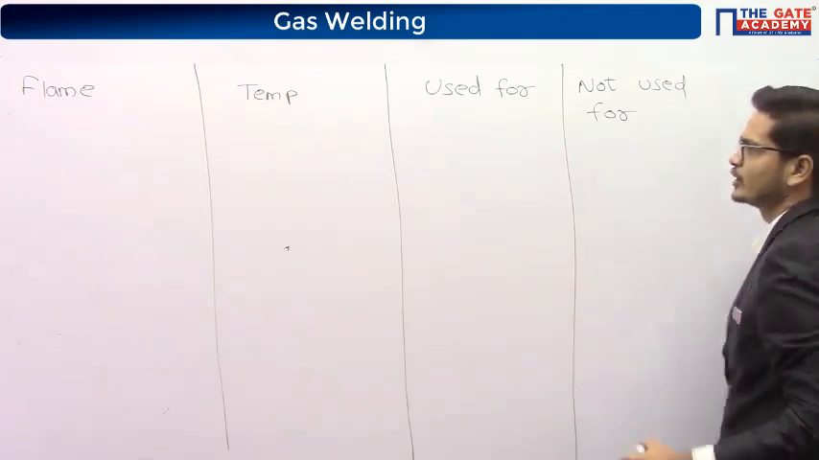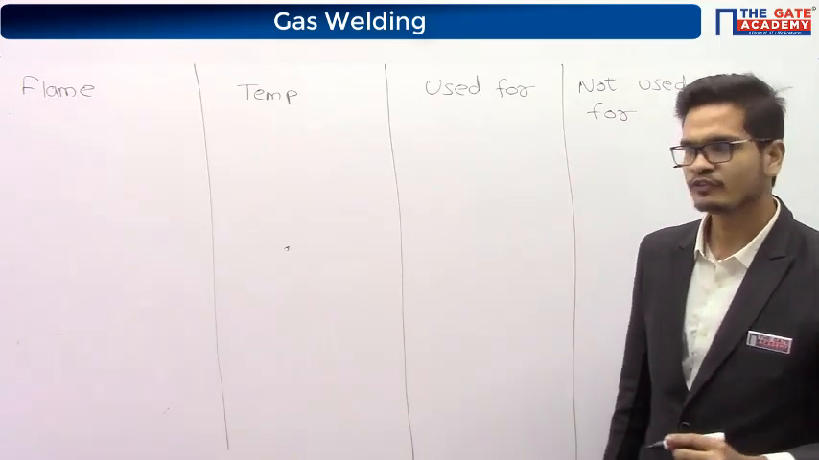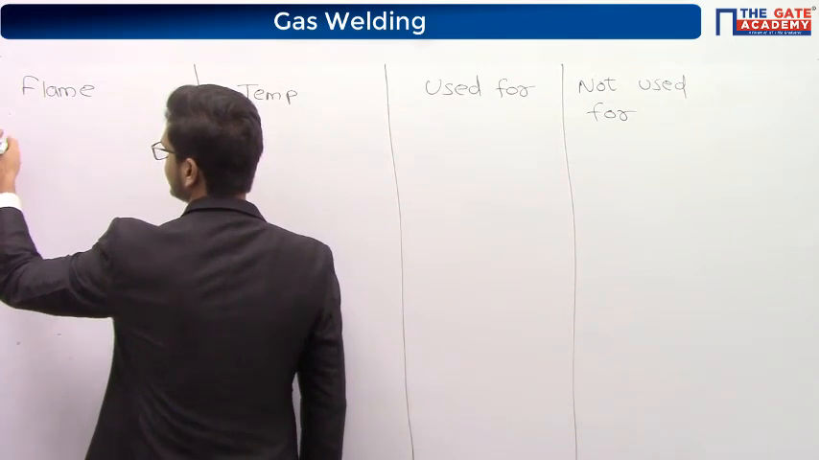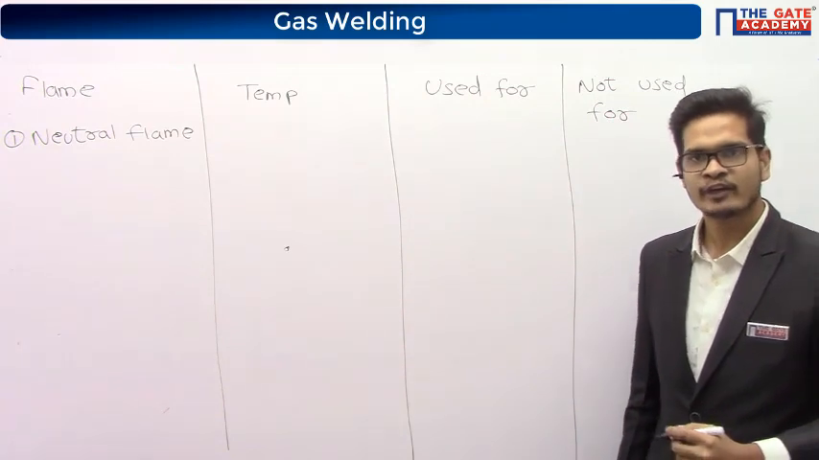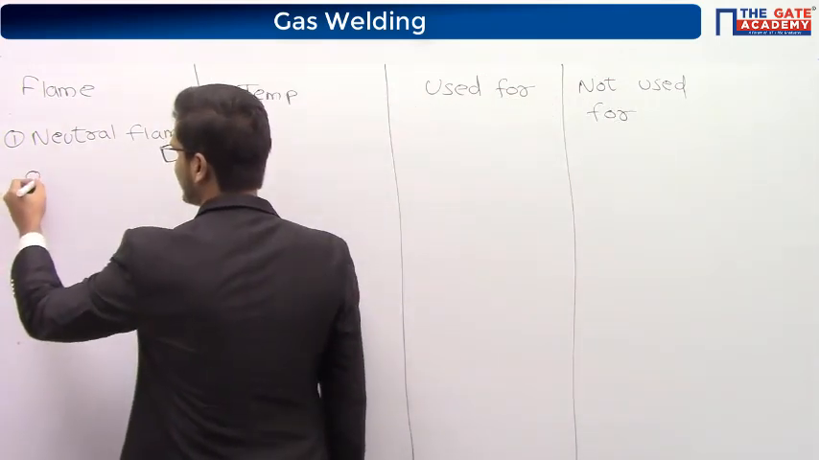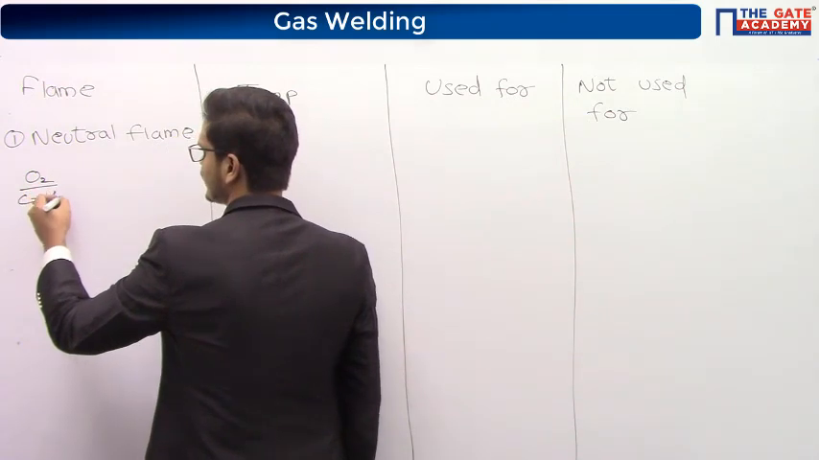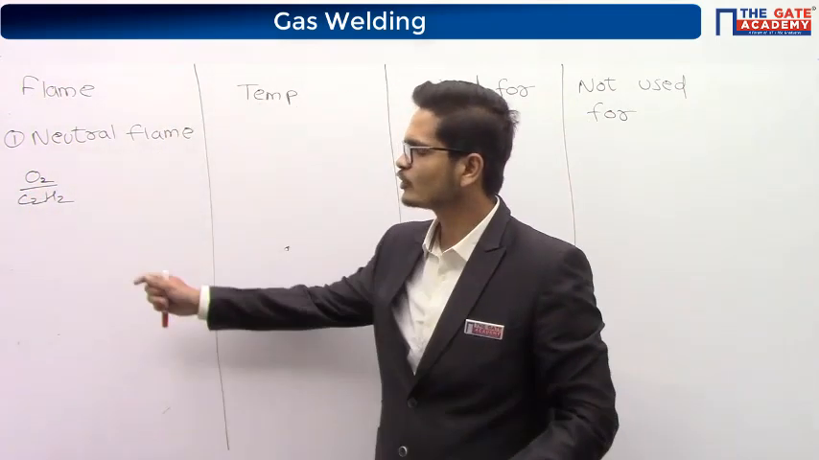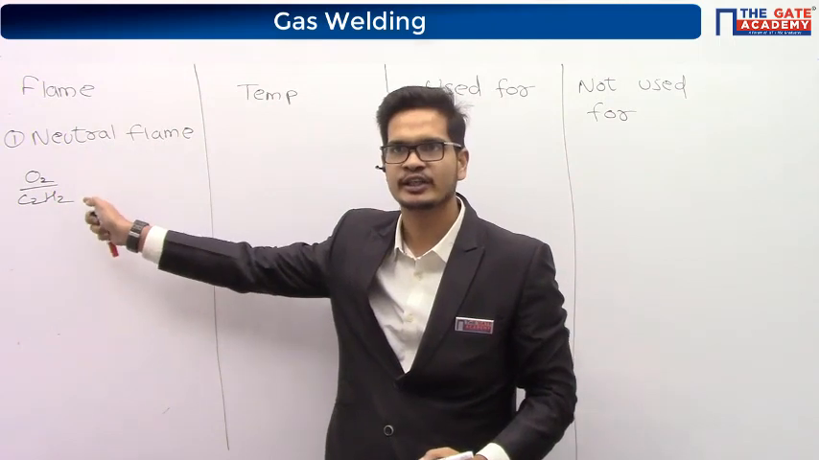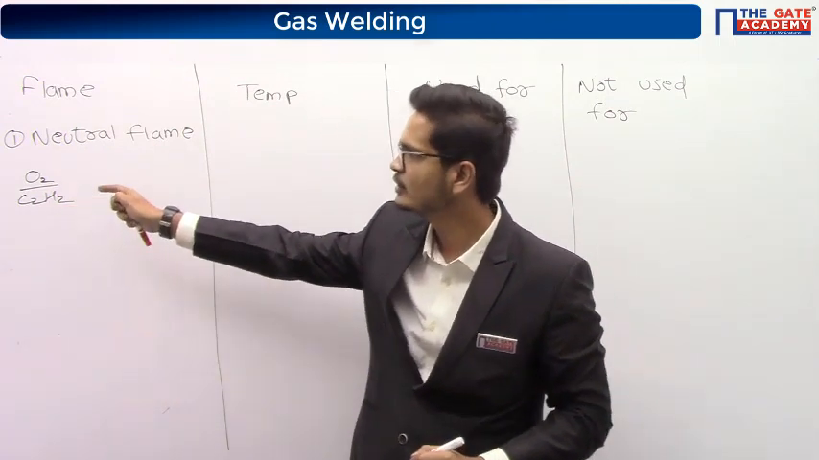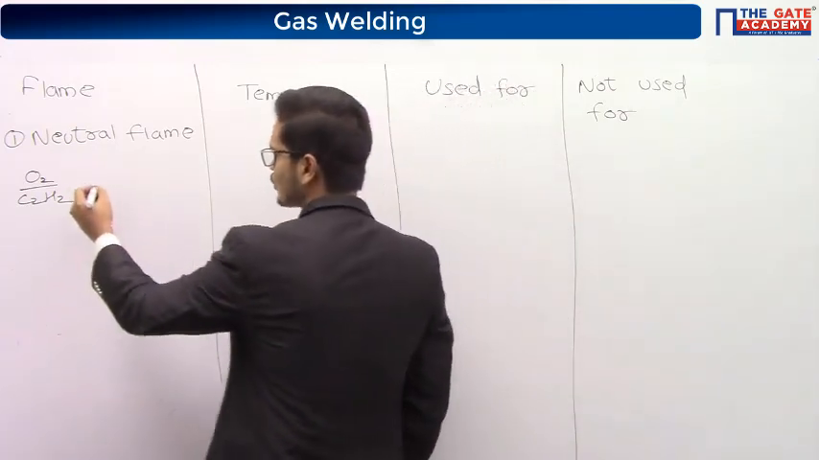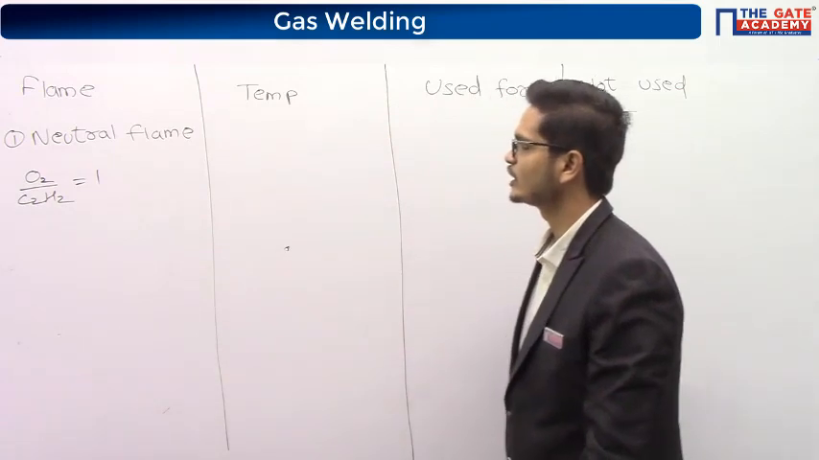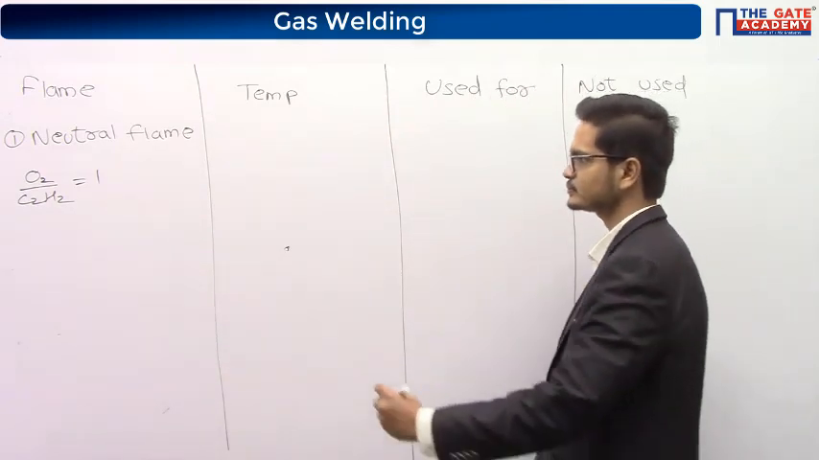So let us see what the different kinds of flames are used for and not used for. The first flame I am going to take is the neutral flame. If I write the ratio of oxygen and acetylene, O2 upon C2H2, here we are talking about the ratio that we are taking from the cylinder. For a neutral flame we are taking 1 mole of oxygen and 1 mole of acetylene. So the ratio is 1.